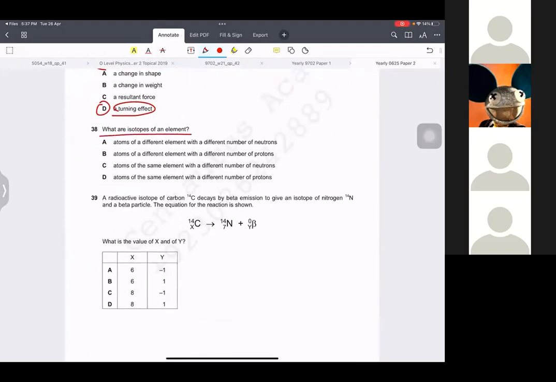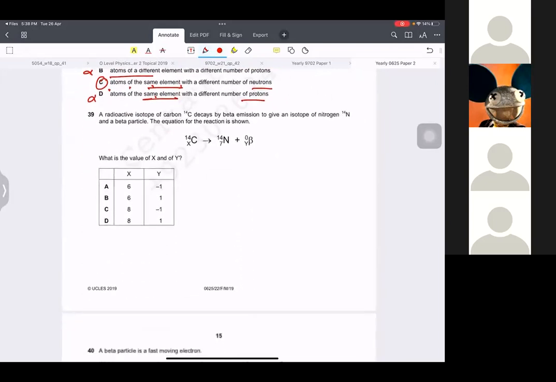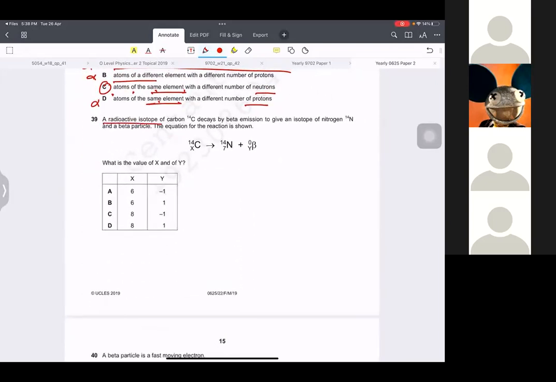Now, what are isotopes? That's wrong. No, that could be correct actually. No, different element, that's wrong. Atoms of the same element with a different number of neutrons, different number of protons. This is correct, this is wrong. It should be the protons that are the same. Radioactive isotope? Okay, fine. What is the value of X and Y?